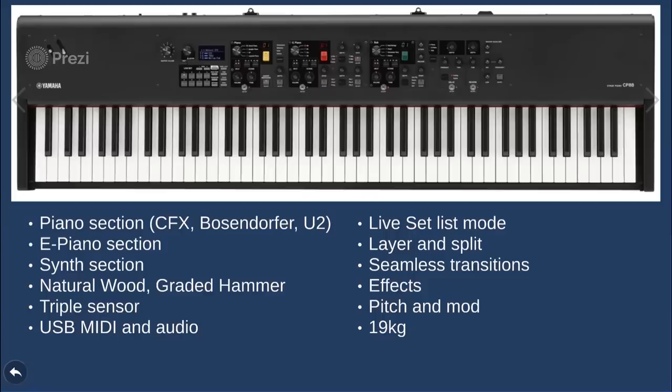And here on the right, we've got a few features that are common for all of the instruments we're going to dig into a little bit more today. A live set list mode, layers and splits, seamless transitions as you change presets, a nice effects engine there with lots of different effects that are all easily accessible and tweakable on the front panel. You've got pitch and mod wheels, at least on the Stage and the CP, which is really nice. And all of them came in about 19 kilograms as well. That's 38 pounds, more or less.